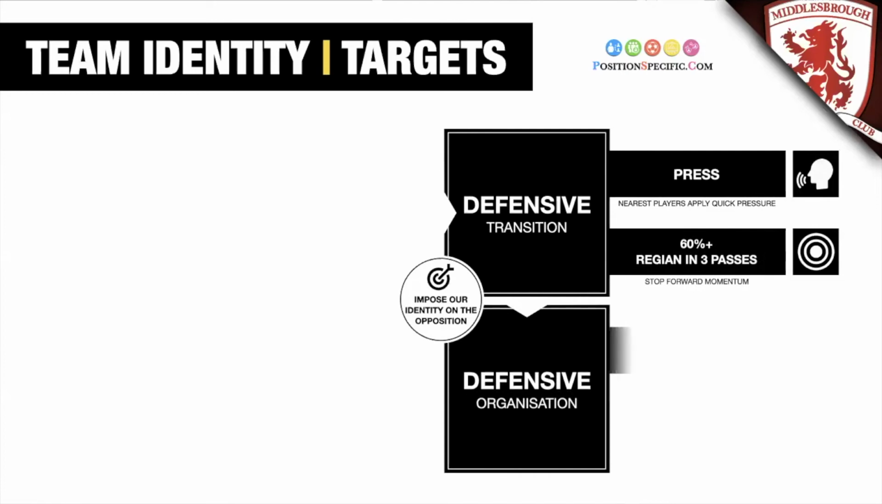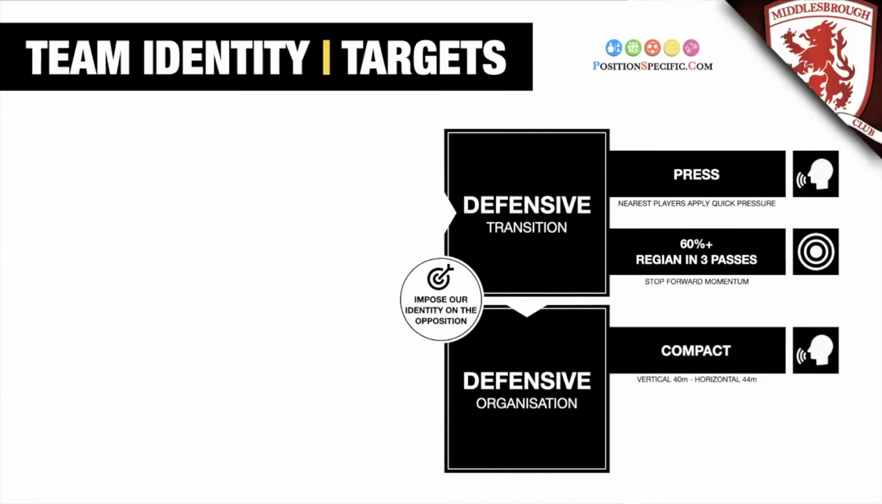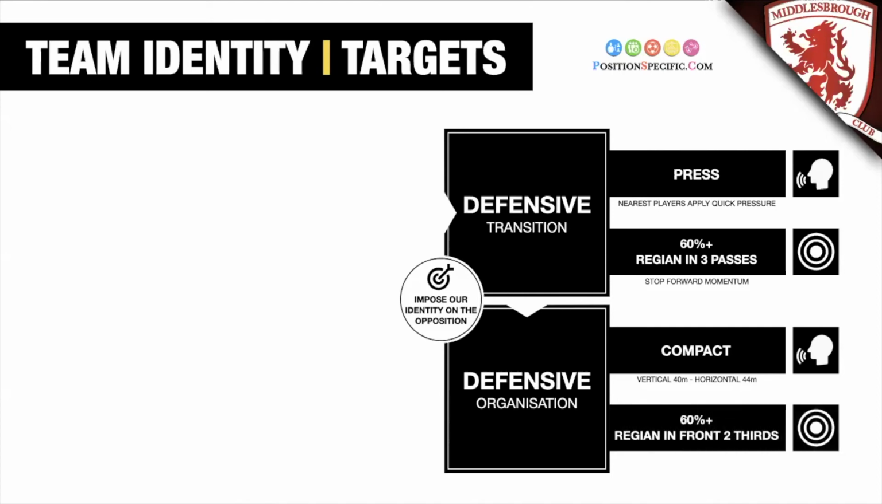Defensive organisation, which we've been really good at so far in the first 2 games. So the language is compact vertically and horizontally, 40 by 44. Looking at a 60% target again, we're looking to regain the ball back in the top 2/3.